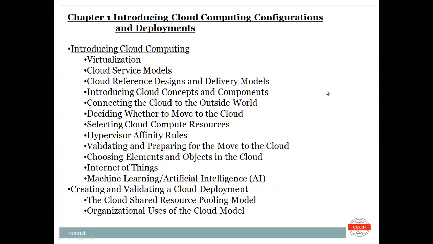Chapter 1, introducing cloud computing configurations and deployments. Introducing cloud computing: what is cloud computing, and why are we looking at that? How do you define cloud computing, and how does it differ from on-premises computing as well as data center computing? Virtualization. We need to understand virtualization, creating multiple machines on the same machine itself, like cloud service models. We will be seeing the models like private cloud, public cloud, and other things. Cloud reference designs and delivery models.